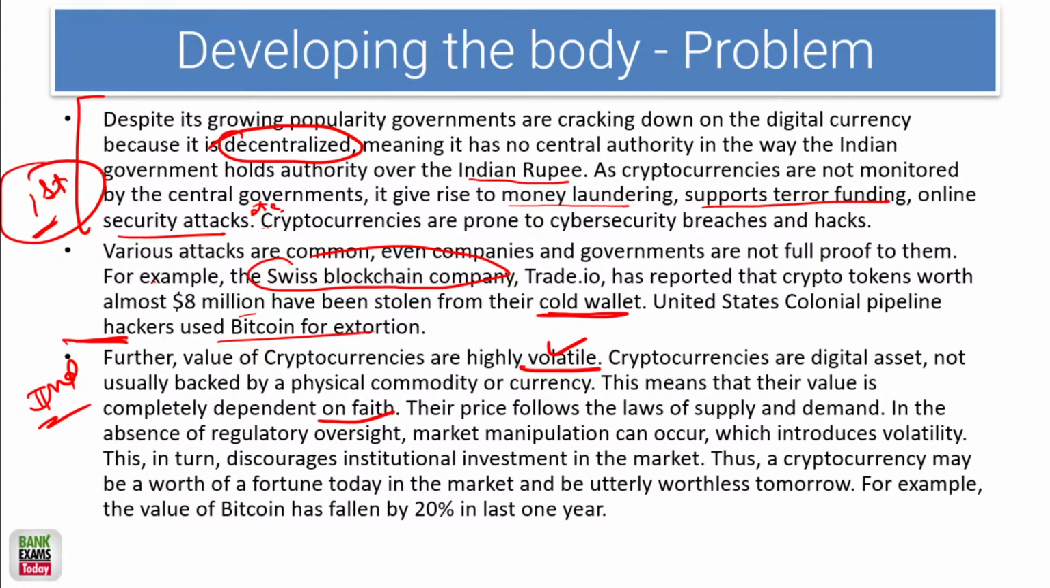So until some other person feels like the value is even more, right? Its value would go up and up. Okay, so I won't say it's a Ponzi scheme. I don't really understand the working of cryptocurrency in depth, right? But it is volatile. It's completely based on faith. Their prices are not based on any commodity or currency, and their price follows the laws of demand and supply.